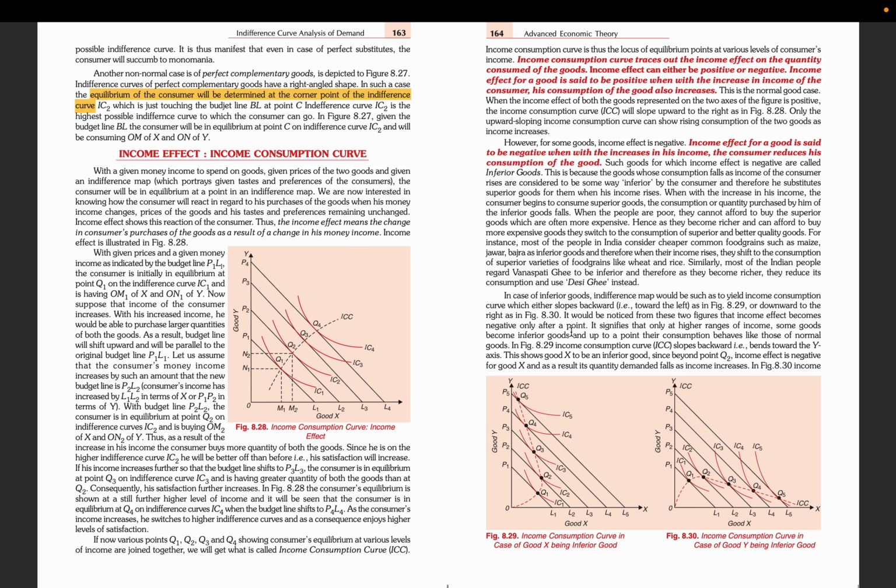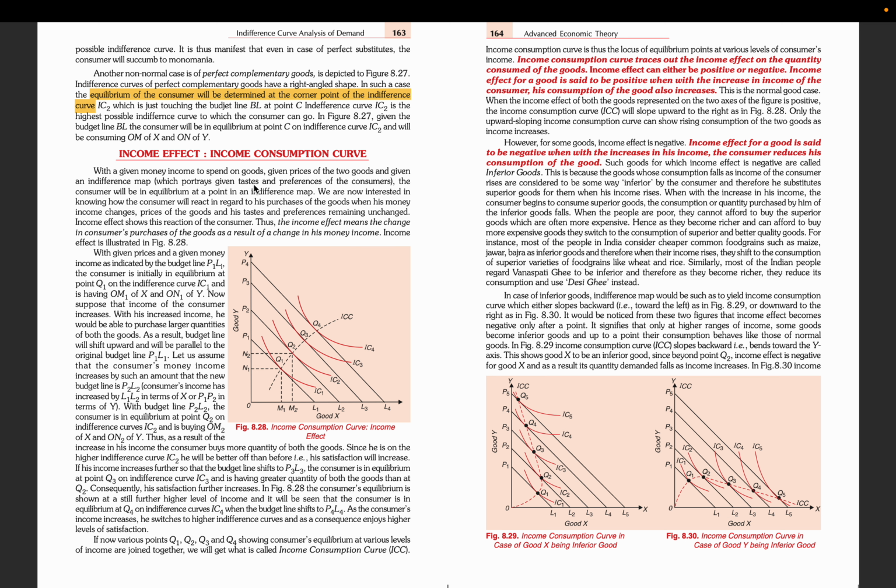Let's move ahead to the income effect. Then we move on to the substitution effect. We'll also talk about the Engel curve. We will also talk about Slutsky, Hicks, a lot of things in this video itself, most probably. Let's begin with the income effect, the income consumption curve.